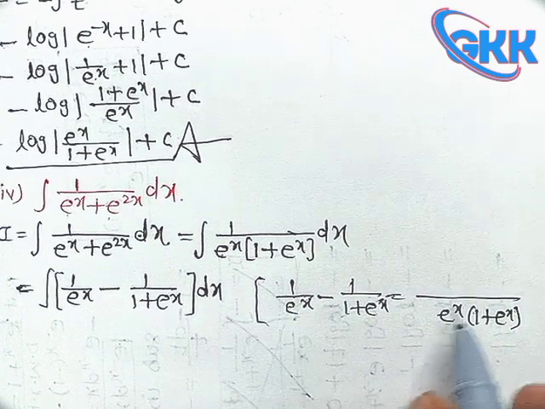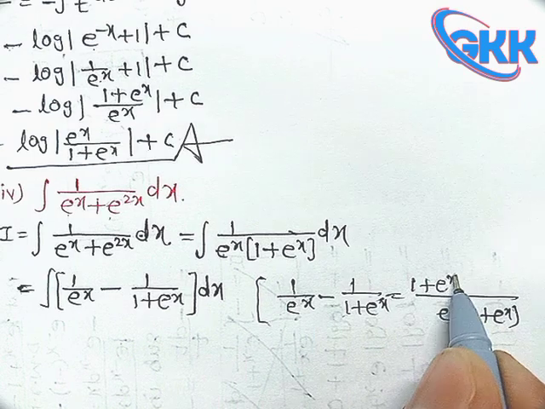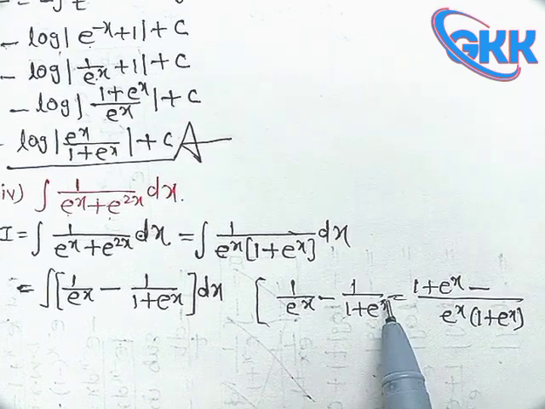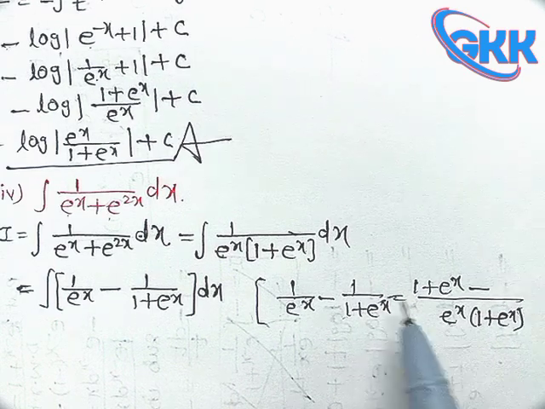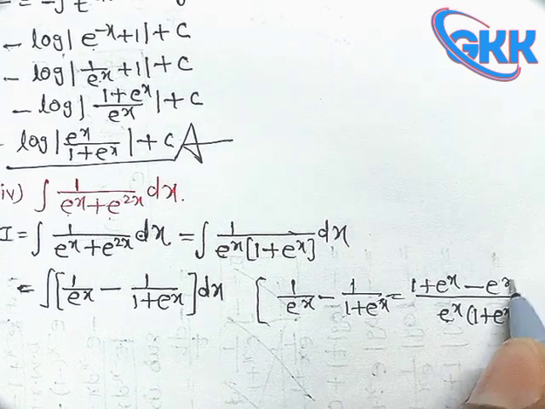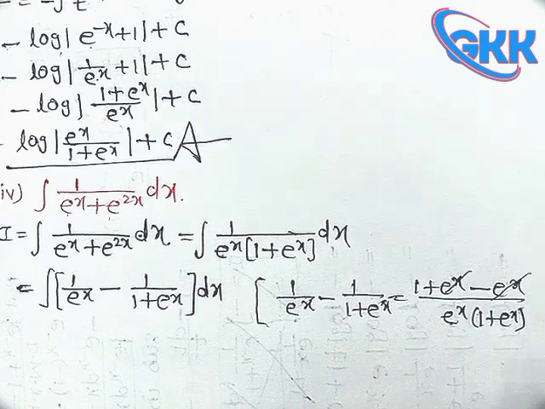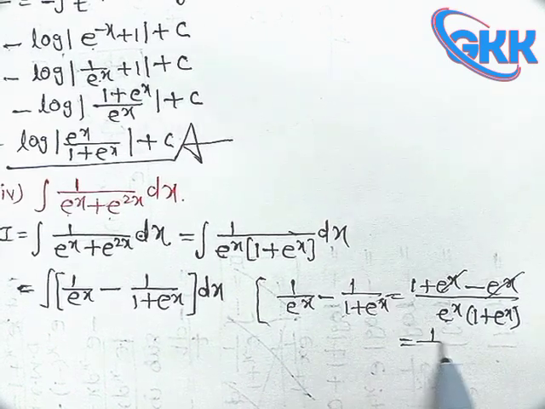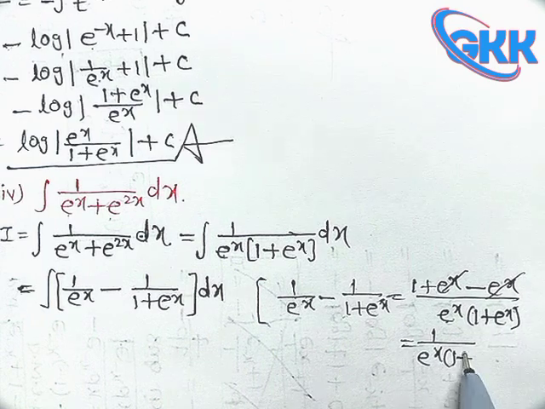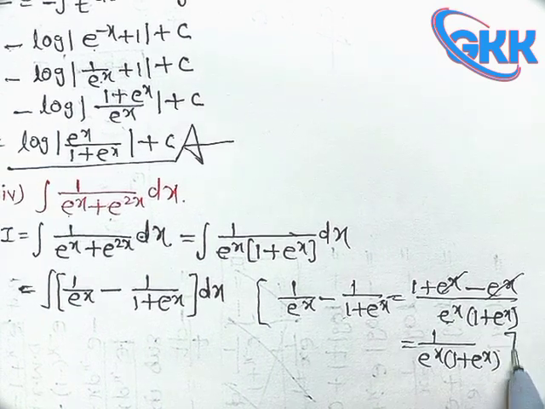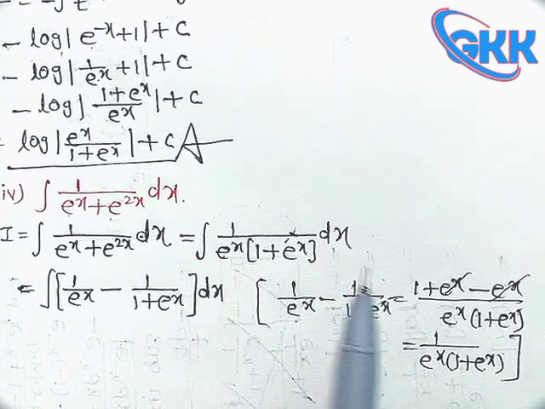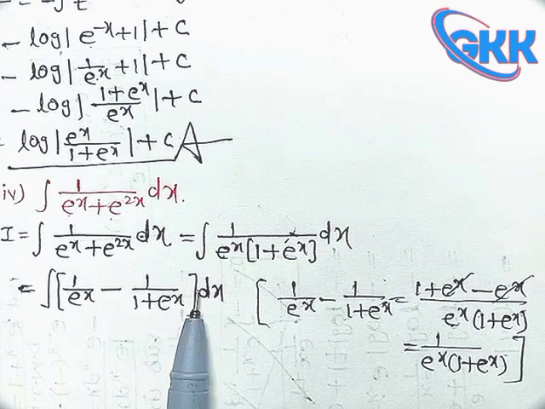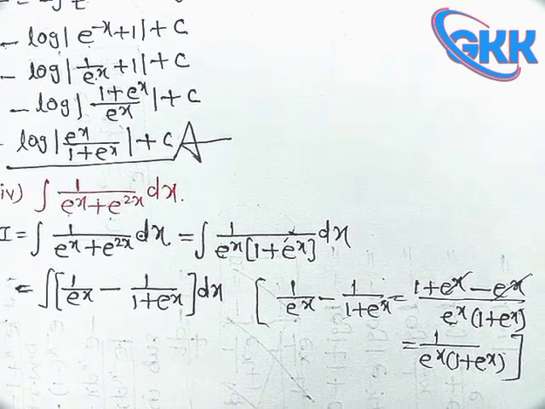That you have to multiply with this one. So what will you get? 1 plus e power x minus, here 1 plus e power x, 1 plus e power x cancel. e power x will be there, e power x into 1. So here plus e power x minus e power x cancel. Finally what you got? 1 upon e power x times 1 plus e power x. Clear, I think so, all of you? So what I did here, this is the given, it can be written like this. Clear, all of you? Now no doubt.